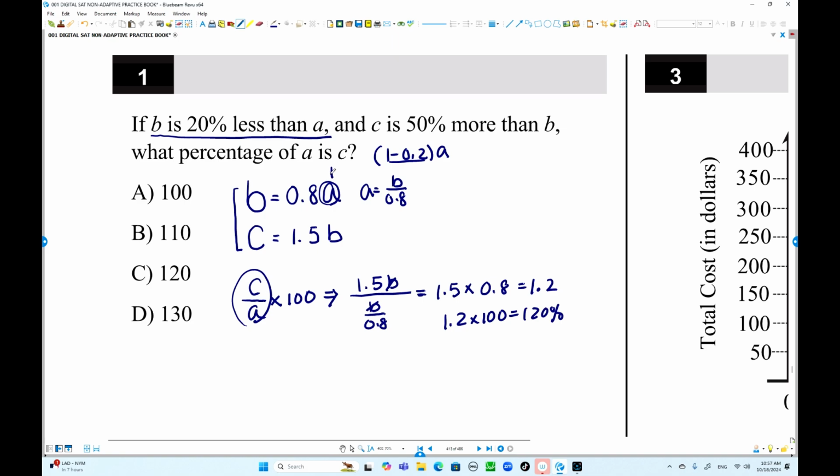Okay, sometimes you can use a plug-in number. Maybe you can set A equals 100. Because this is 100, you can find the value of C. B is what? 80, isn't it? If A is 100, B is 80, and C is what? 1.5 times 80 is 120. So 120 out of 100, that is 120%. You can solve it this way too.